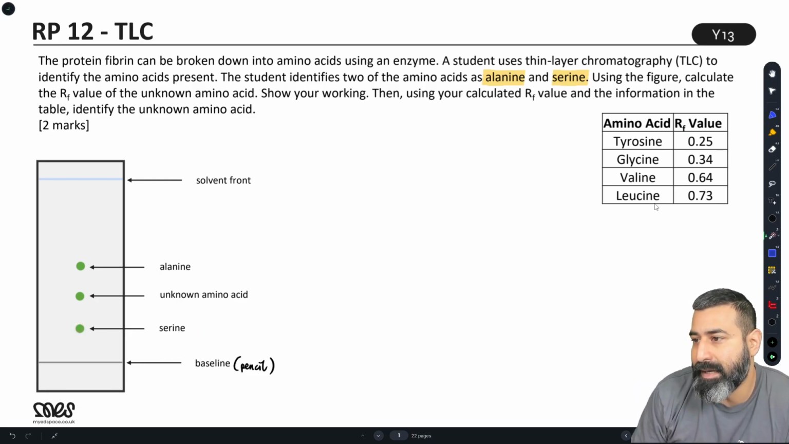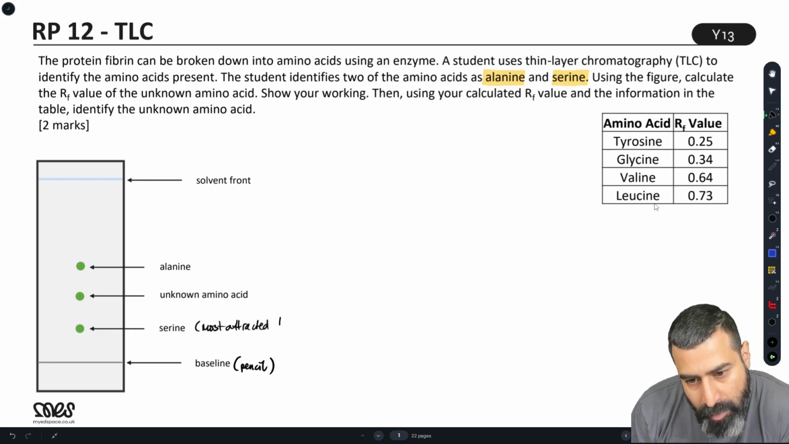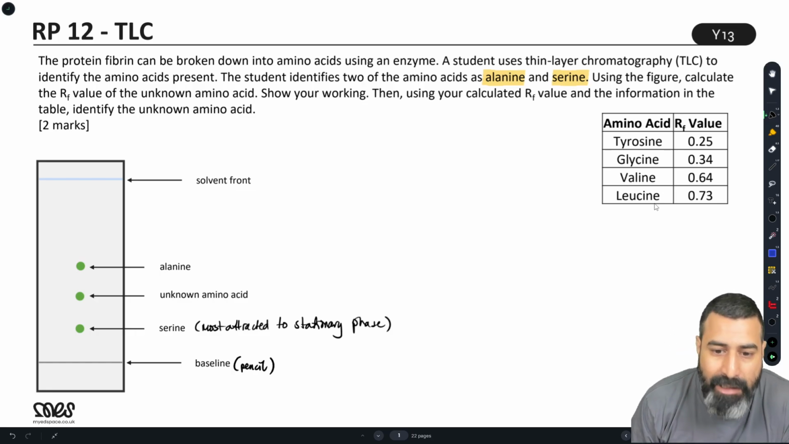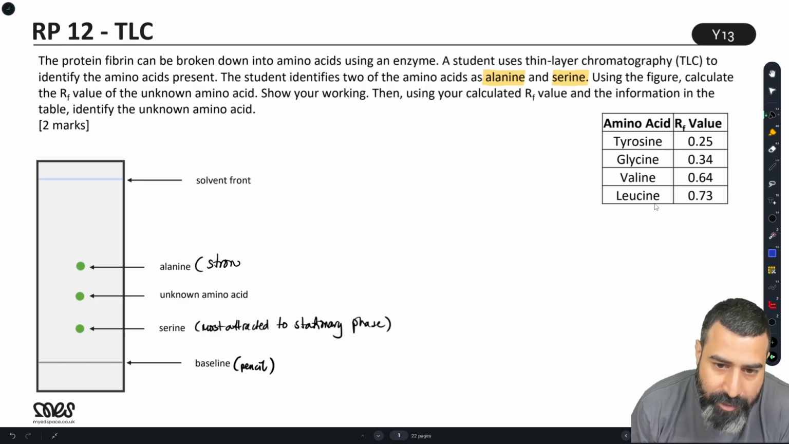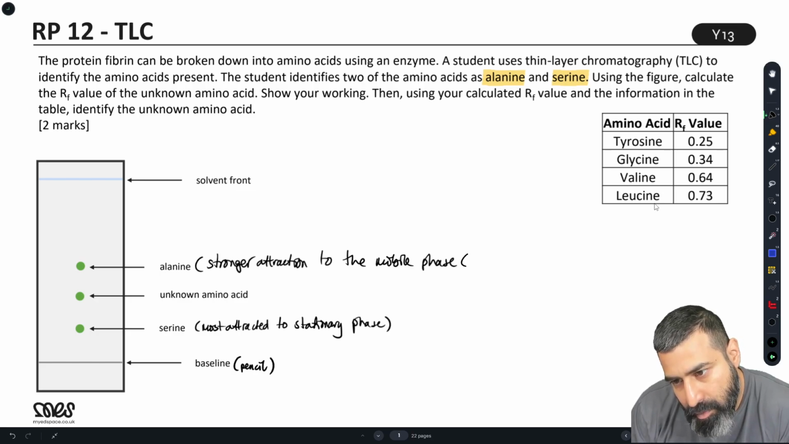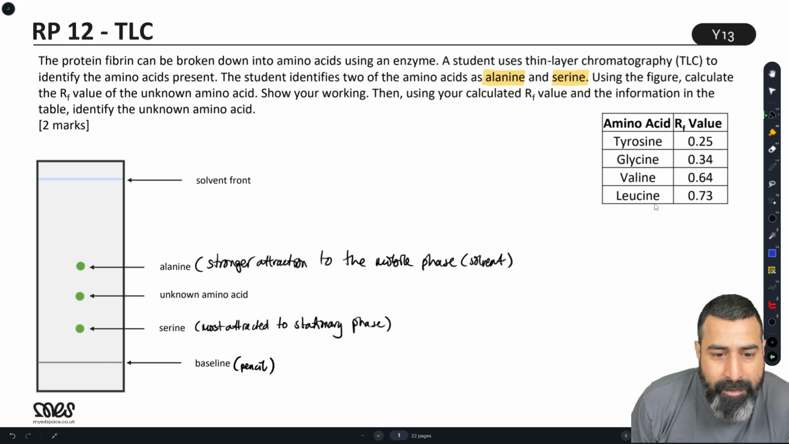So what can we say here before we answer the question? Serine is most attracted to the stationary phase. The stationary phase is the TLC plate, it's not moving. Whereas alanine has stronger affinity or attractions to the mobile phase, i.e. the solvent, because it travels further. And then this is the solvent front and it stops here.